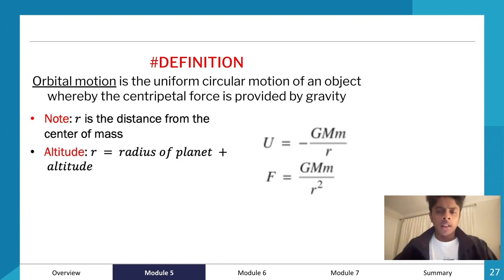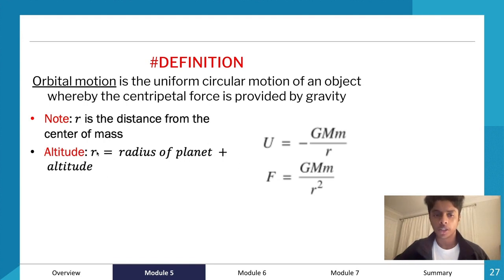So within these two equations, we have U is equal to negative GMm over r, that is gravitational potential energy, and F is equal to GMm over r squared. In this case, r is the distance from the center of the mass, whereas altitude is altitude, right? r is equal to the radius of the planet plus the altitude.